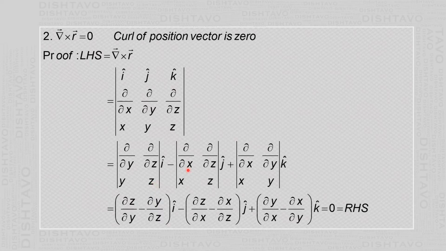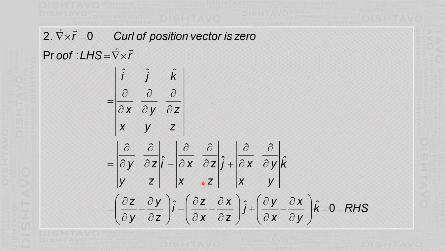Then to get the 2 by 2 determinant whose multiple is j cap, cover the row and column containing j cap, and whatever remains, write in the same order in the second term inside the 2 by 2 determinant. Its first row is dou by dou x, dou by dou z, and the second row is x and z.